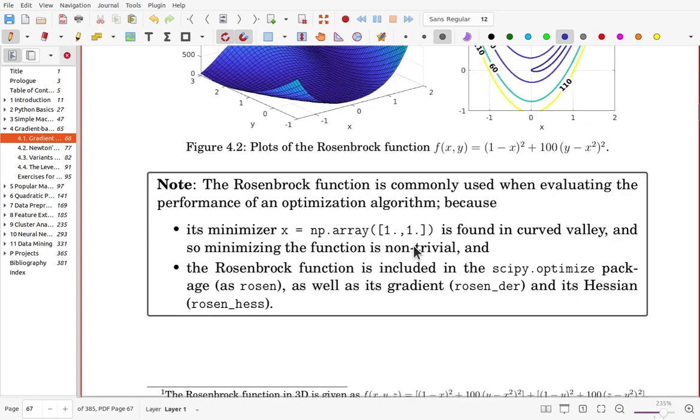Also, the function is included in the SciPy optimize package. If we call scipy.optimize.rosen, then you are accessing the function. Also its gradient and Hessian are available. So the function is quite popular. Usually, the function is used when you are comparing the performance of your new algorithm or various optimization algorithms.